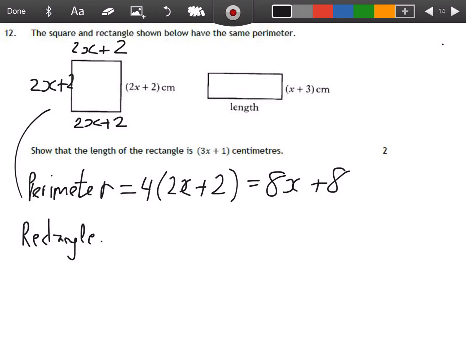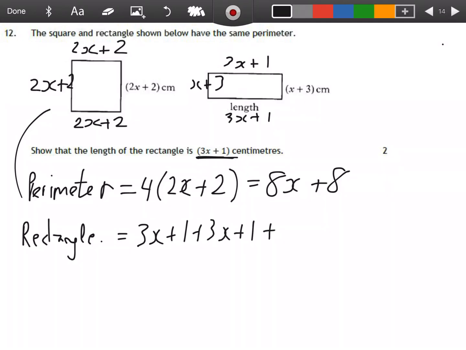There's a couple of different ways you could do this. It says show that the length of the rectangle is the same. Well, the length of the rectangle, oh right, it says show that, it's not actually asking you to work it out, it says show that it's this. If it was 3x plus 1, and that was 3, it says show that it's 3x plus 1. Basically, you can add them all up.